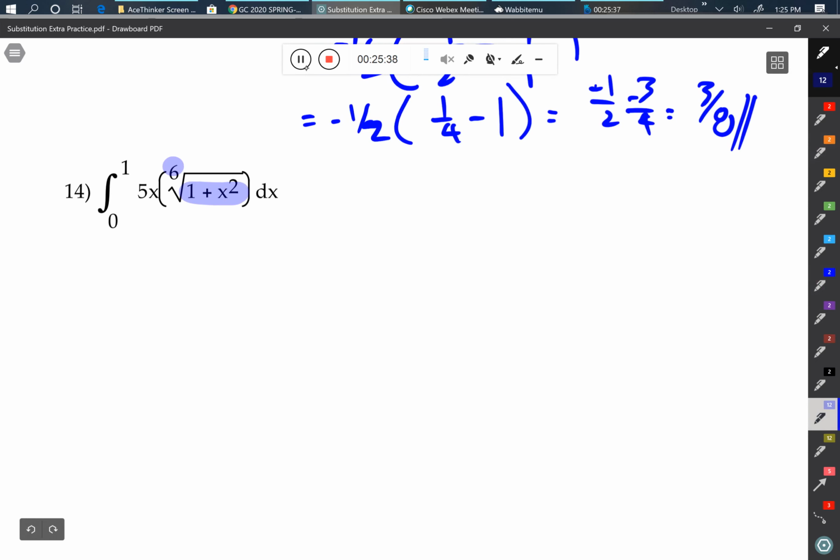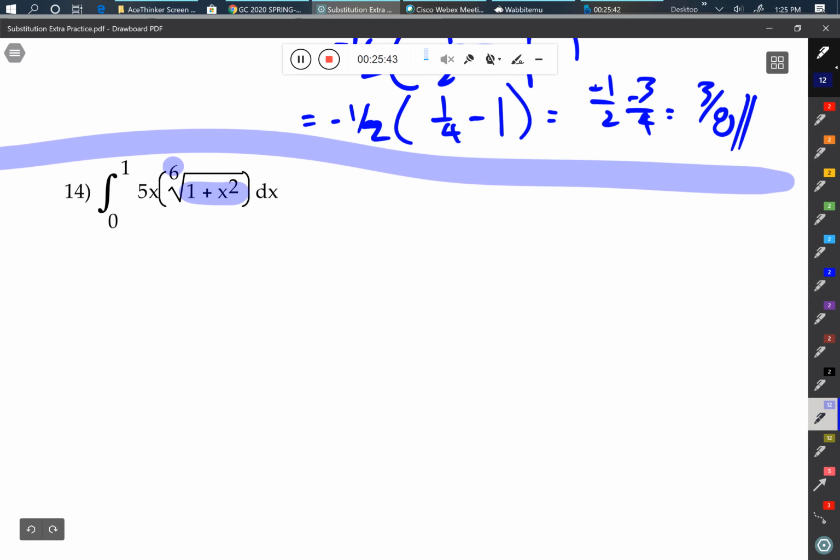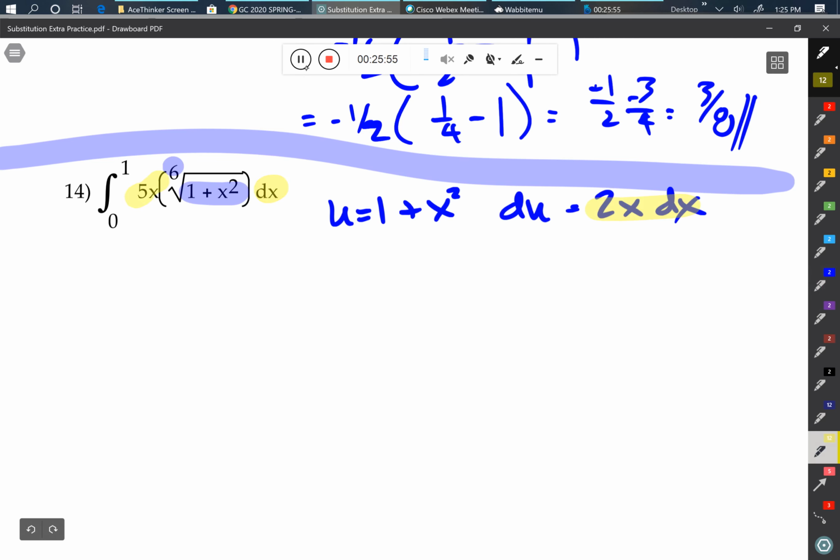Function raised to a power. There's my u statement. So u is 1 plus x squared. Differential du then is 2x dx. I don't have this over here. I have 5x dx. So how am I going to fix that? Well, how about 5/2 du is equal to 5x dx. Does that work? Perfect. This now matches perfectly what I've got, so I can perform my substitution.